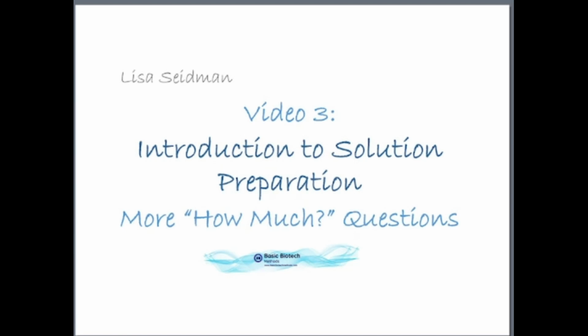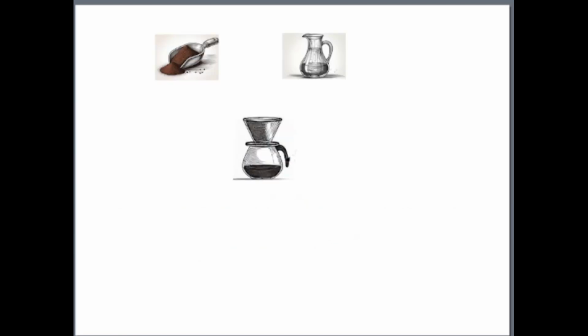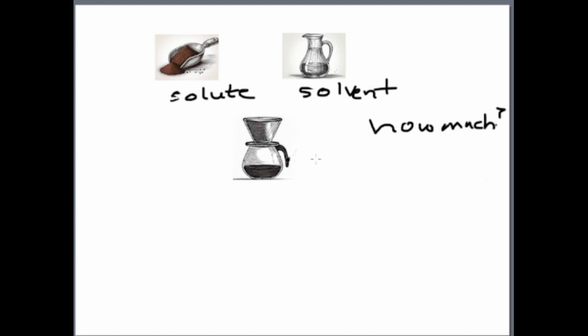But before we go into the lab, let's go into the kitchen and make some coffee. Coffee has two components: the solid, that's the coffee grounds, that's the solute, and water, which is the solvent. And we know that in order to make good coffee that tastes the way we want it, we need to know how much solute and how much water to add to get it to be perfect. So we have two how much questions, solute and solvent.